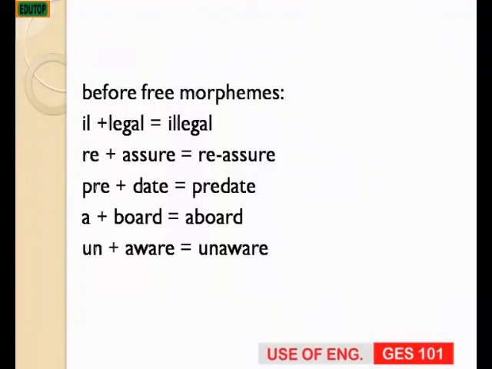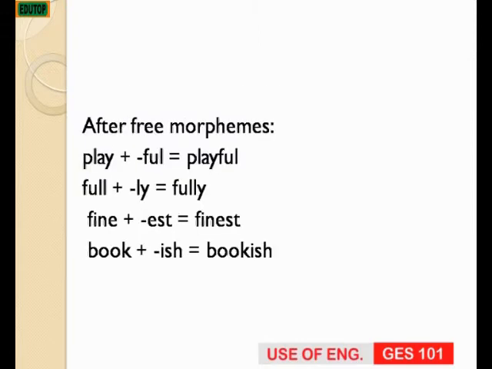A plus board gives us aboard. Un plus aware gives us unaware. The examples we discussed are those that come before the free morphemes. Now let us talk about those that come after the free morphemes. So that is by implication called suffixes.